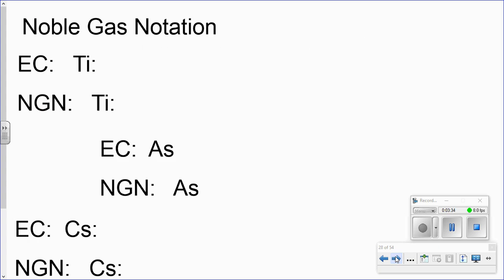Now, noble gas notation. This is for the big ones. Actually, they use this a lot. For example, if you did titanium, titanium is element 22. So the electron configuration is 1s2, 2s2, 2p6, 3s2, 3p6, 4s2, 3d, I think it's 2.